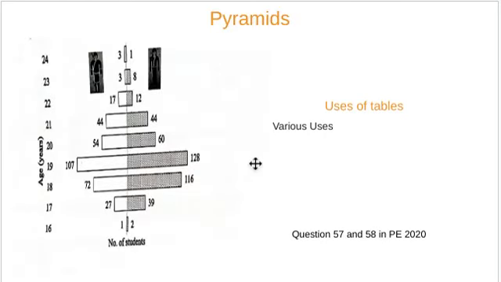Next kind of chart is the pyramid chart. The pyramid also is used for various uses. Usually the pyramid contains different sets of data. For example, here it's a pyramid, and it contains male and female, and each set of pyramid or each set has a different age group. In 2020, question number 57 and 58 of the PE had the pyramid question.